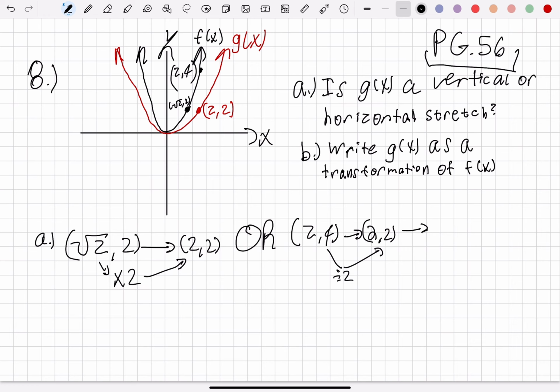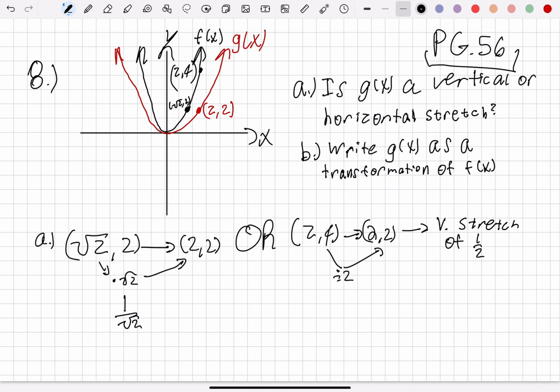So this would be a vertical stretch of a factor of 1/2. And this would be a horizontal stretch, so that would be times radical 2. So if you think about this, this is essentially a stretch by a factor of 1 over radical 2.